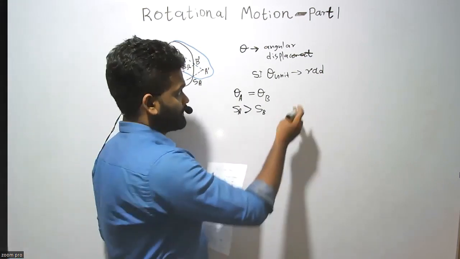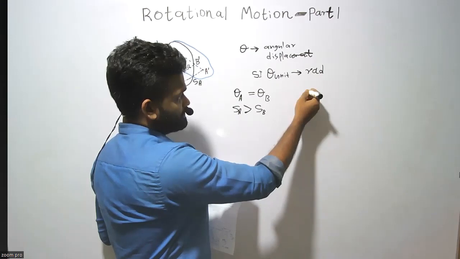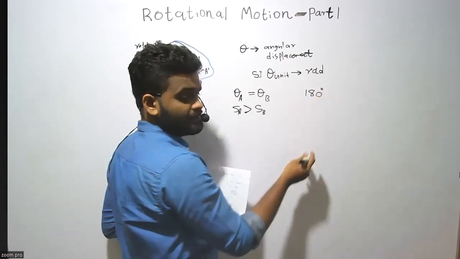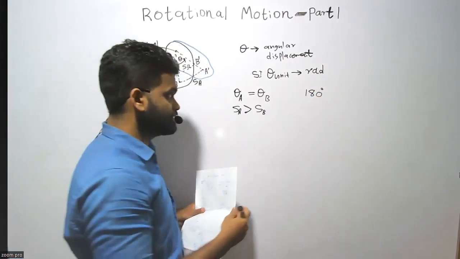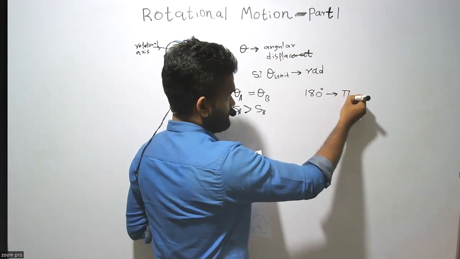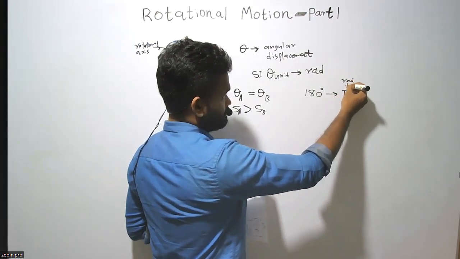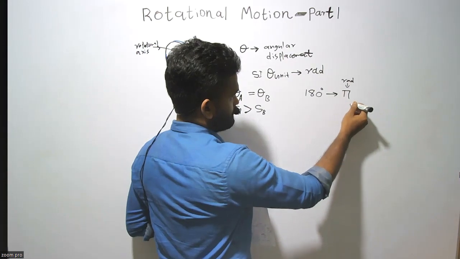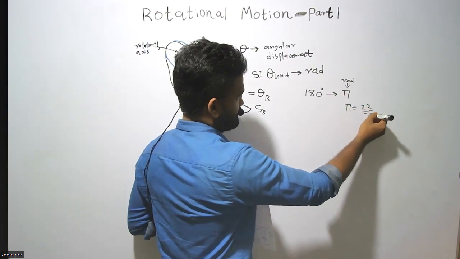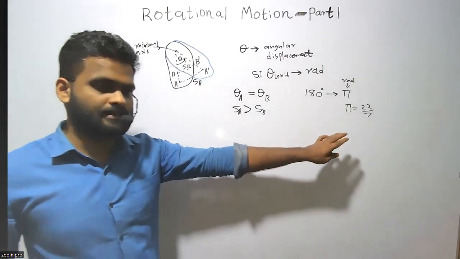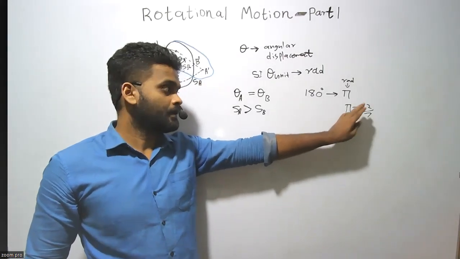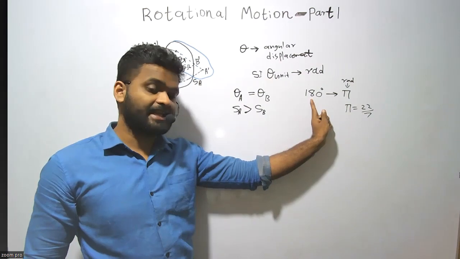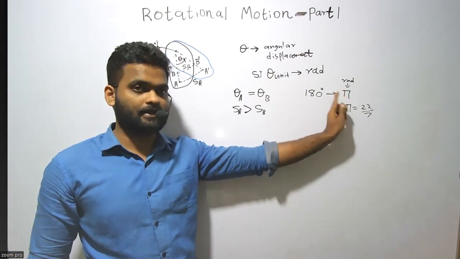Then further, since we are measuring this angular displacement using radians, you need to know these conversions, right? So 180 degrees is pi radians. We know that pi is equal to what? You can say 22/7 or something like that. This is a number, it doesn't have any units, okay? So pi is equal to 22/7. We know that 180 degrees is pi radians.